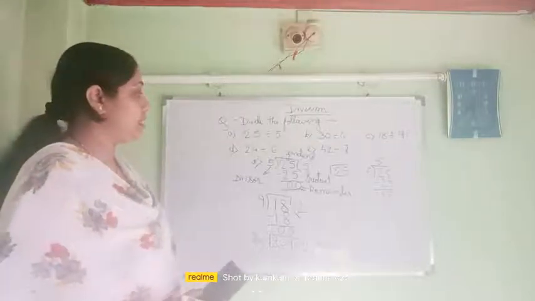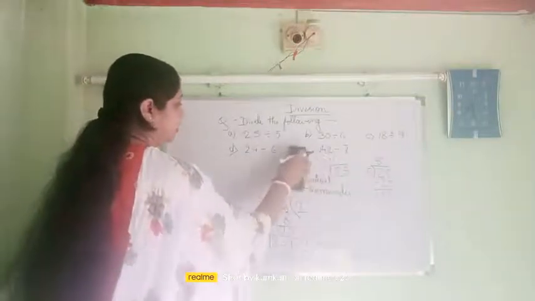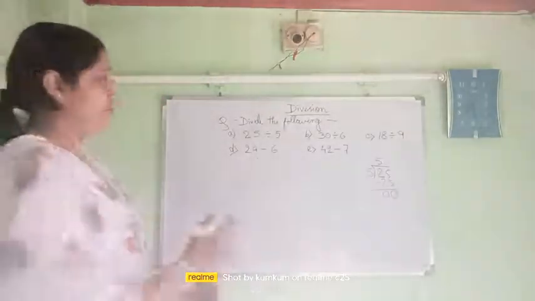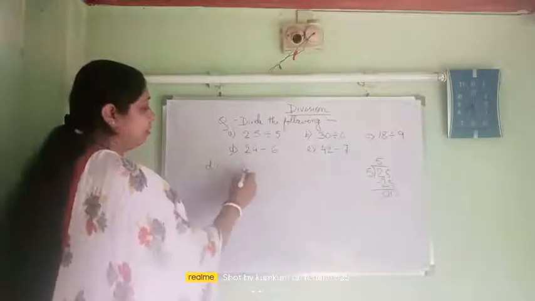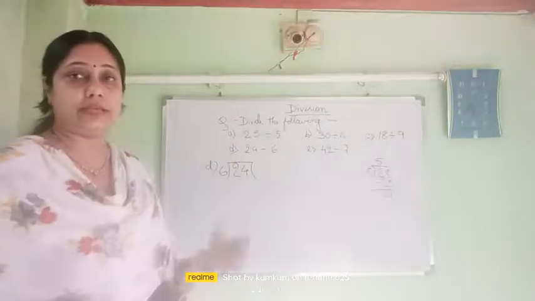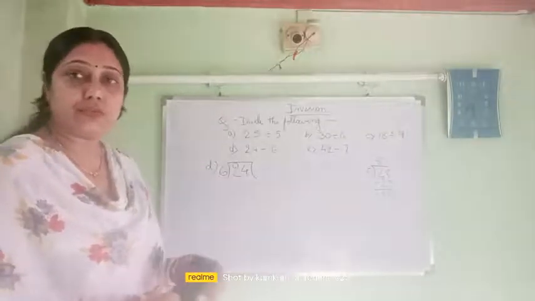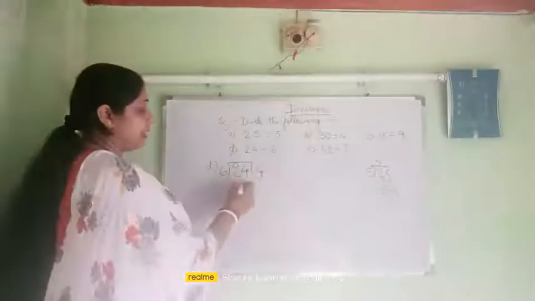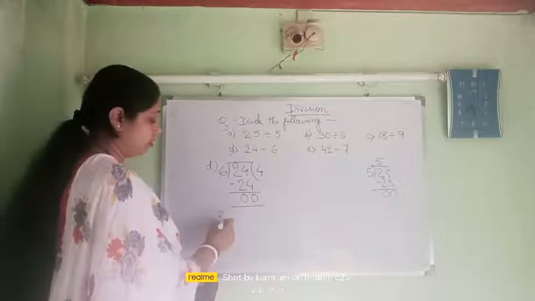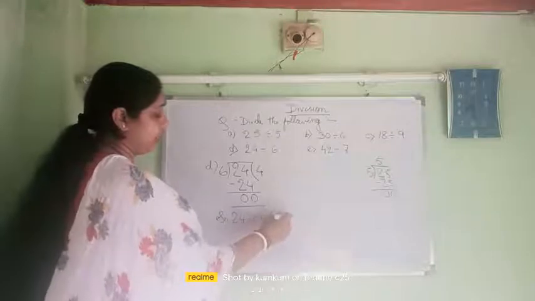So let us try more. Number D is 24. I will write it inside and outside I am going to write 6, to the left side. You will read the table of 6 until 24 is coming. That means 6 4s are 24. So 4 to your right side and you subtract 24, and 24 minus 24 is 0. So 24 divided by 6 equal to 4 and R equal to 0.